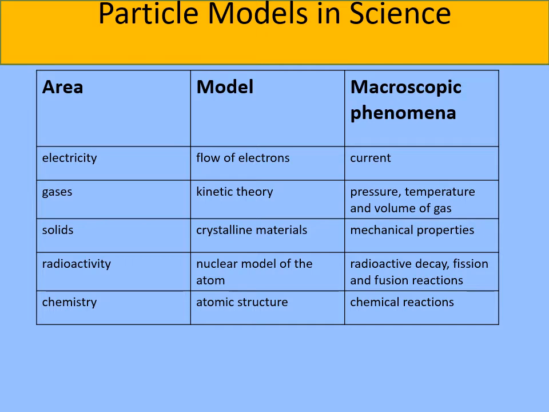of a gas. And then in solids, we have a model of crystalline materials, and the macroscopic phenomena are the mechanical properties. In radioactivity, which you would have done as well at GCSE, we have the nuclear model of the atom, and we have the macroscopic phenomena of radioactive decay, fission and fusion reactions. You can also look at the area of chemistry, where we have a model of the atomic structure, and the macroscopic phenomena are the chemical reactions.